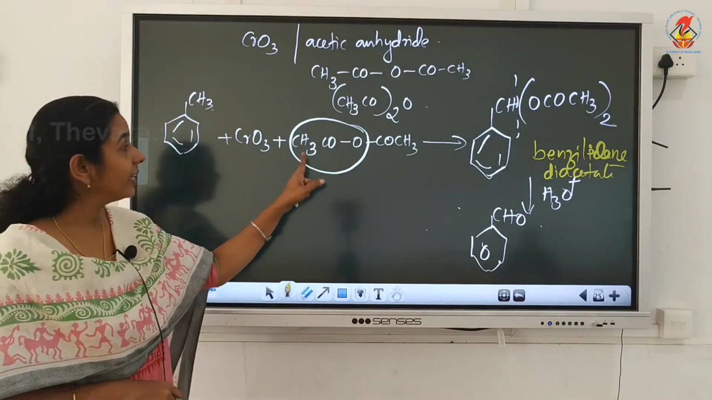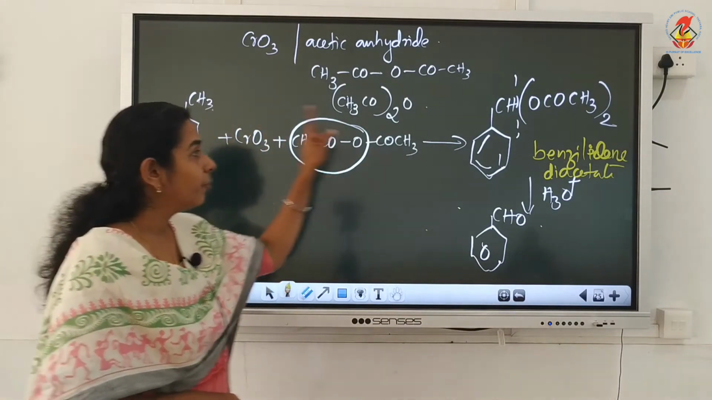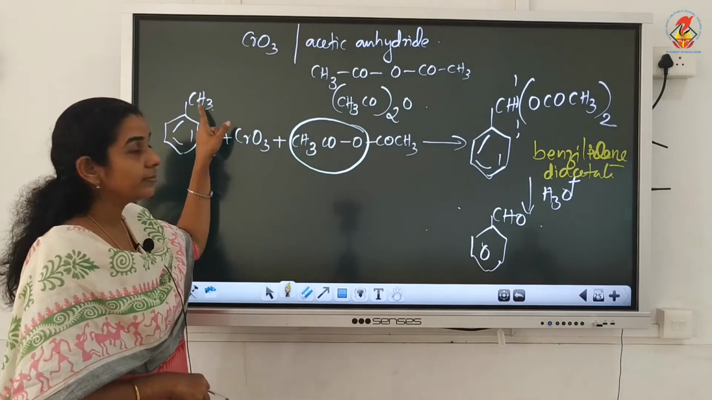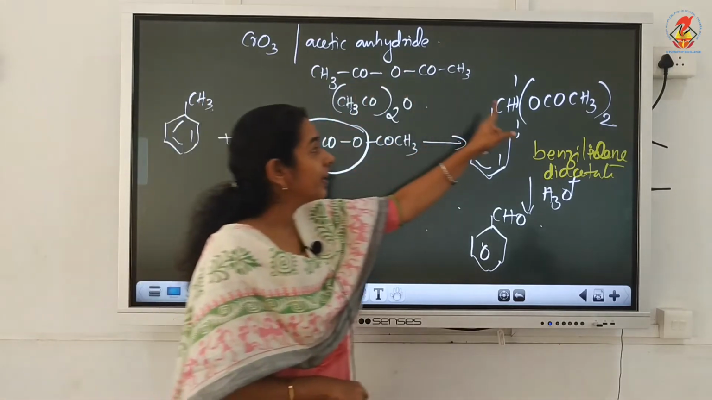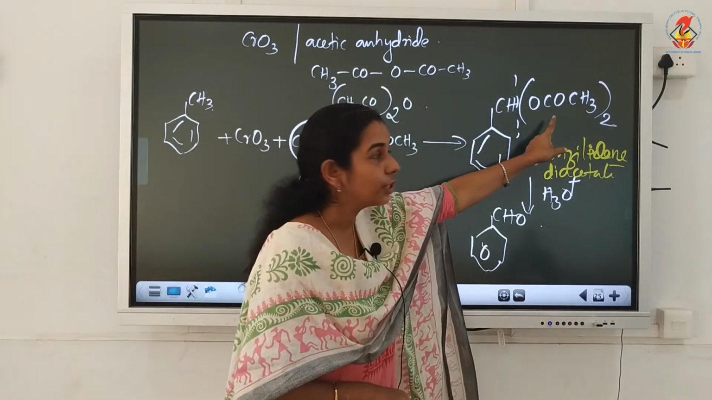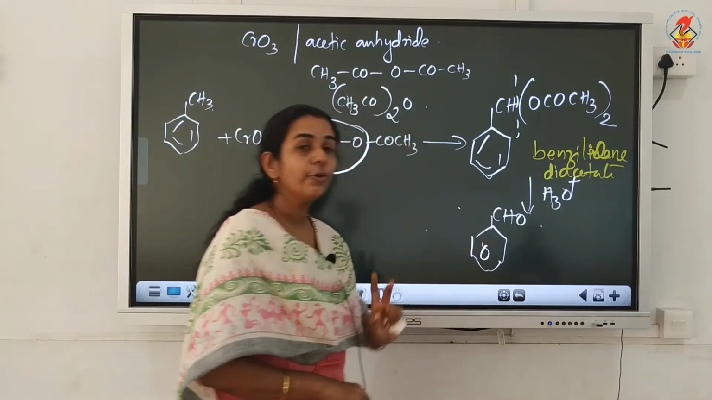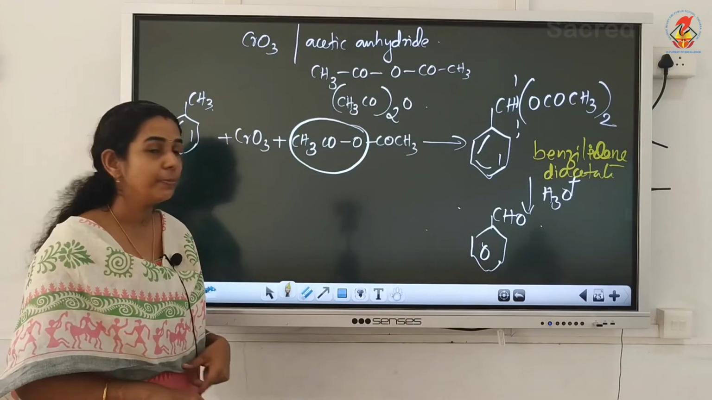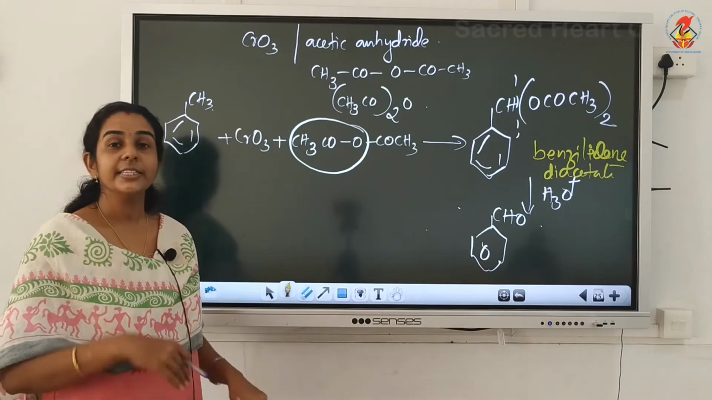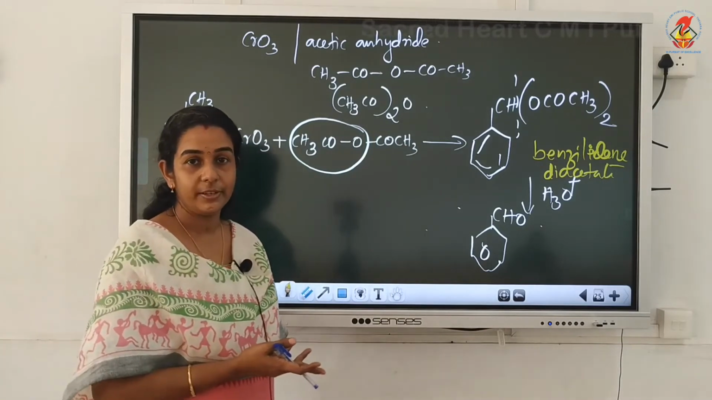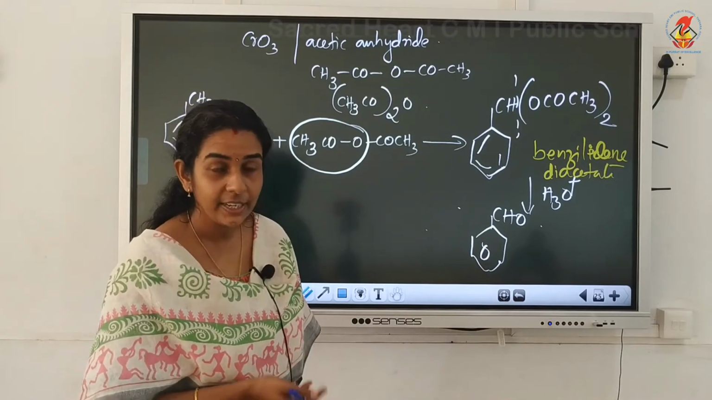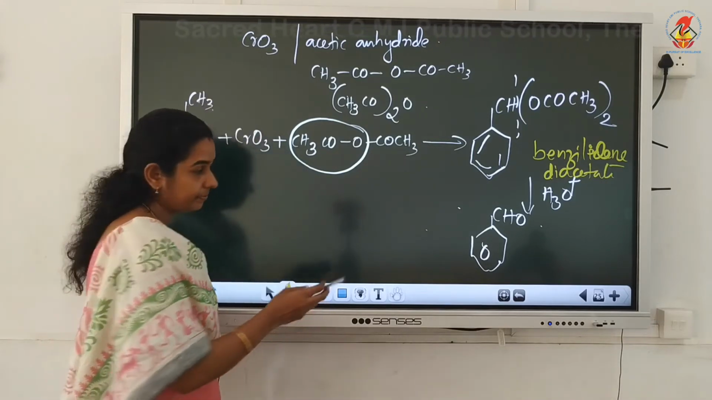First, we have to study the formula of acetic anhydride. What happens? 2 hydrogen atoms from the methyl group will be replaced by 2 acetate groups. The compound name is benzylidene diacetate. Followed by hydrolysis, we get benzaldehyde.